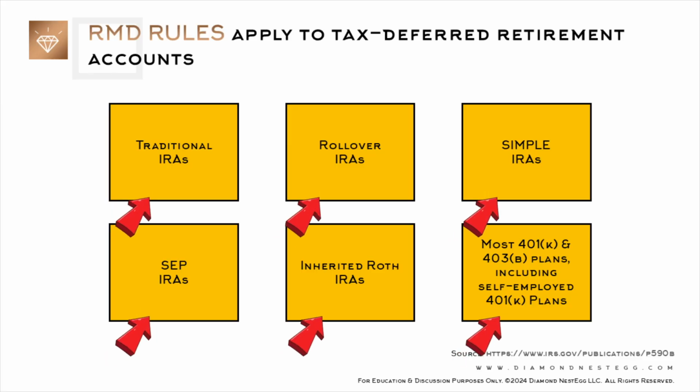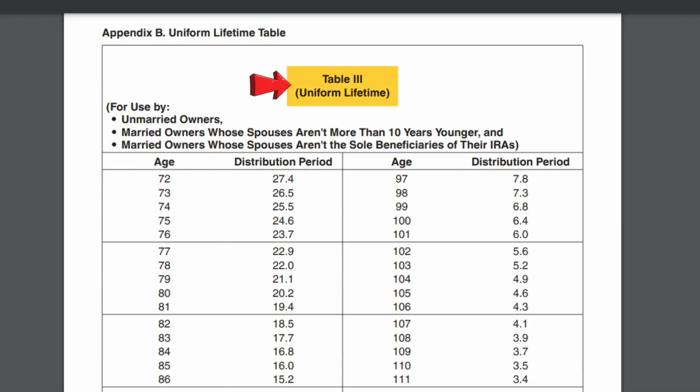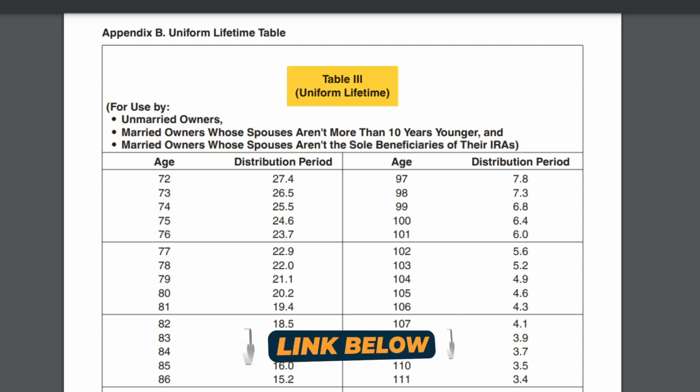retirement account, so one of these ones shown here, by a life expectancy factor that is set by the IRS. And note that the IRS calls this life expectancy factor a distribution period, but it's really the same thing. There's several different life expectancy tables, but this one here seems to be the most commonly used one. And it's specifically for IRA and 401k account owners who are unmarried, married with spouses who aren't more than 10 years younger, or married with spouses who aren't the sole beneficiaries to that account. I've linked this table in the first pinned comment below this video for your convenience.